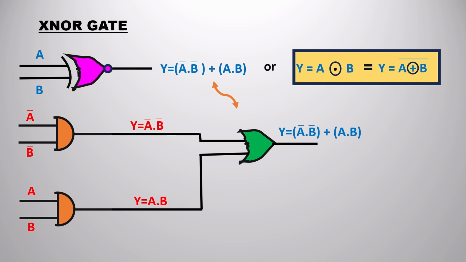So don't worry, we are not going to replace these things to get the final. We are just going to add a NOT gate so that we can observe the XNOR gate equation as well. Same thing.